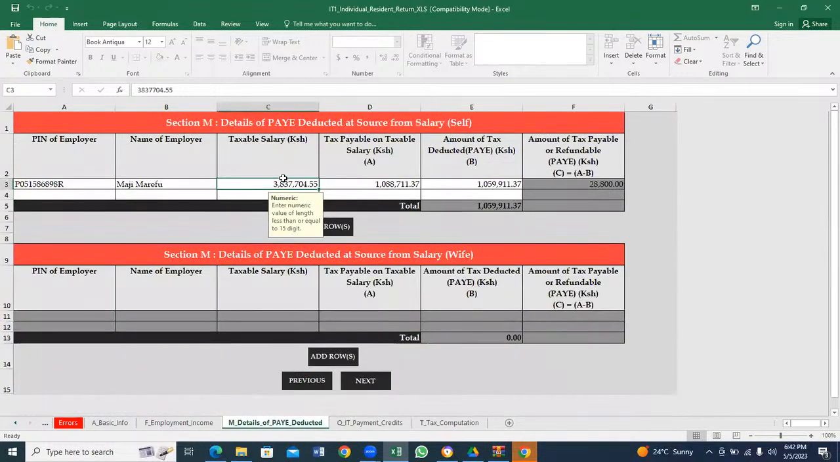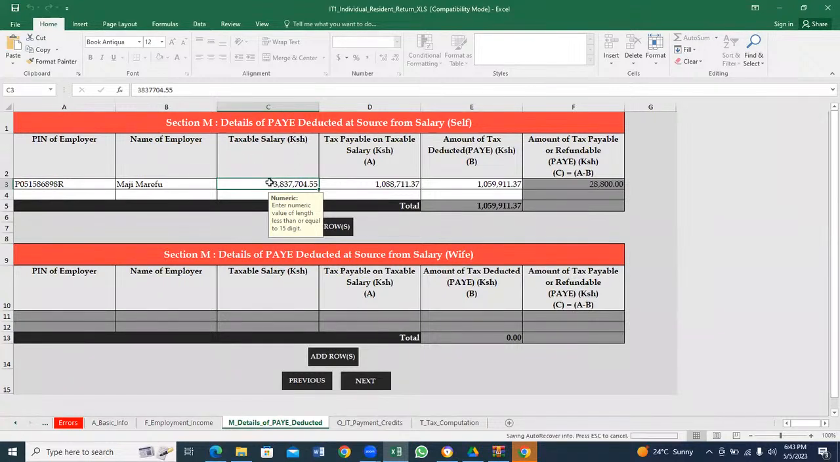For example, according to the P9, how much is the taxable salary now, inclusive, having taken care of the mortgage? How much is the taxable salary? Here, the 3.8, I took it assuming there's no mortgage. Now, according to the P9 form that you have, how much is the taxable salary having factored in mortgage interest? How much is it? I hope somebody is following.